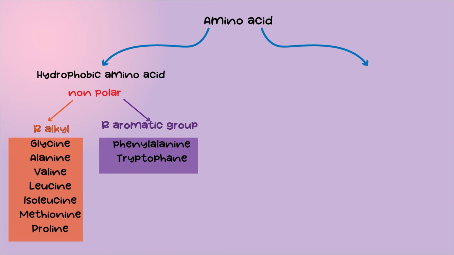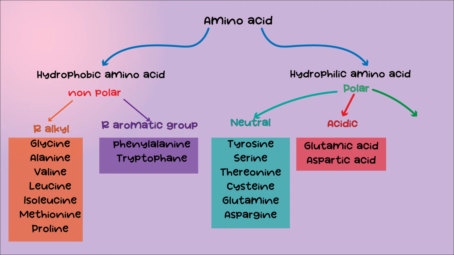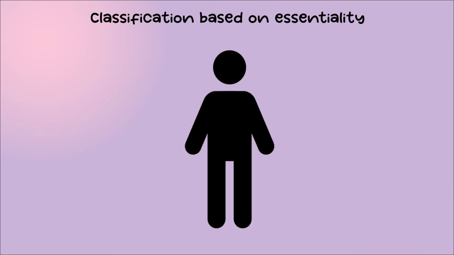Now we go to the second division, which is hydrophilic amino acids, and they are polar, divided into 3 types. Neutral, made of 6 amino acids, and the second is acidic amino acids, made of 2 amino acids, and they are negatively charged. The last one is basic amino acids, made of 3 amino acids, and they are positively charged.